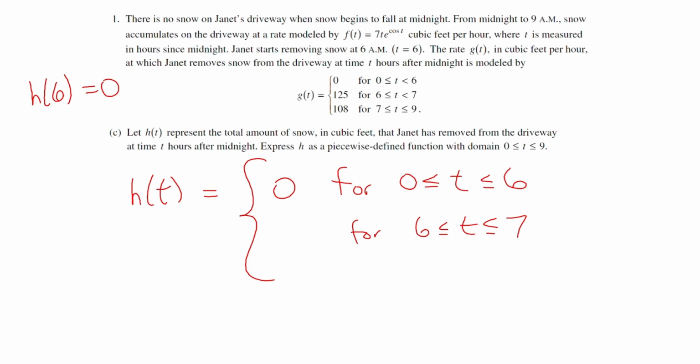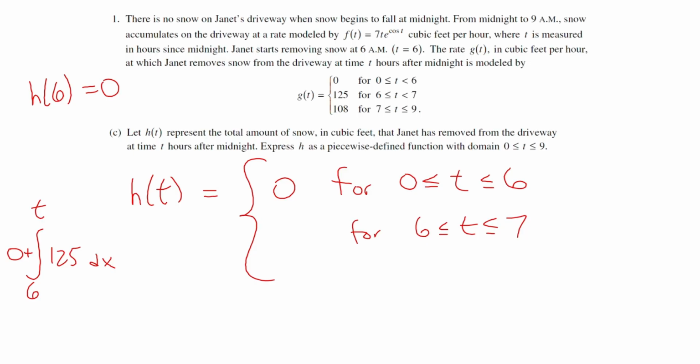So really what we want to do is we just want to integrate from 6 to t the function g, which is 125 dx. We'll use the different variables, we'll say dx. And we want to do this and then add our initial amount at 6, right? That should tell us what the amount is at any time between 6 and 7.